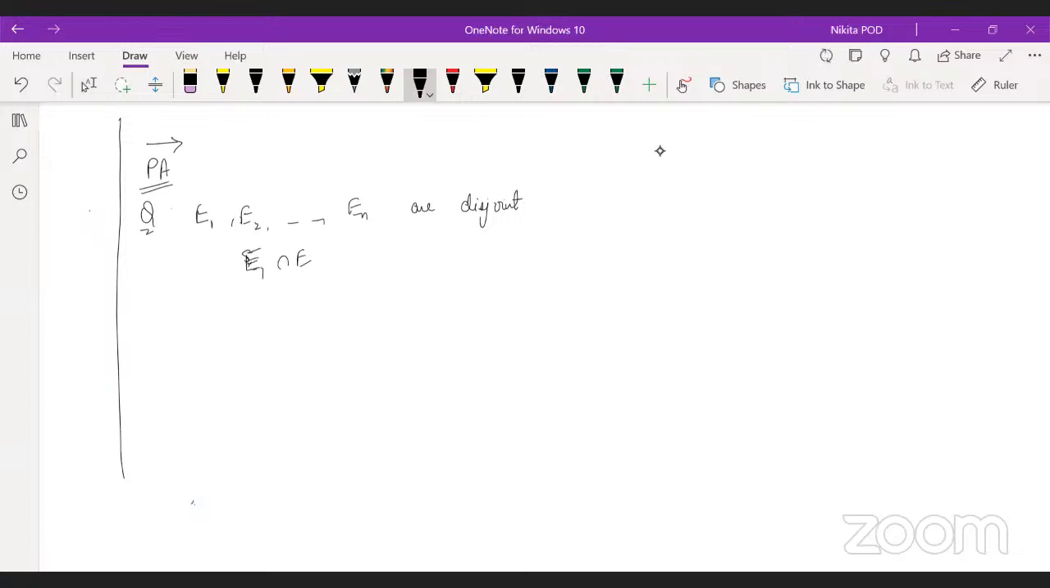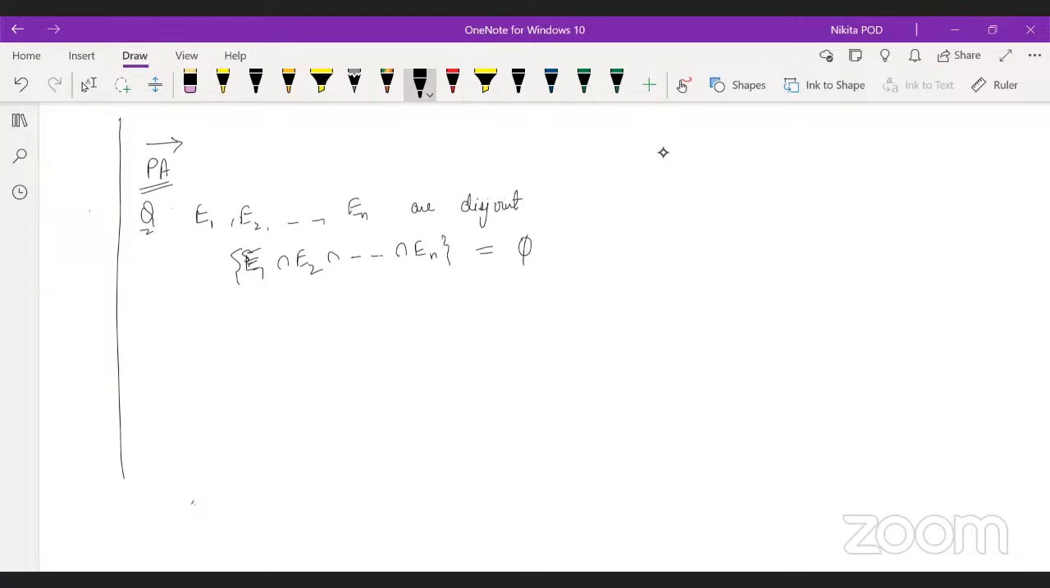E1 intersection with E2. I will revise the topics also. I know many of you would not have seen the whole lectures, so it's fine. After this question, we'll go through all the topics.